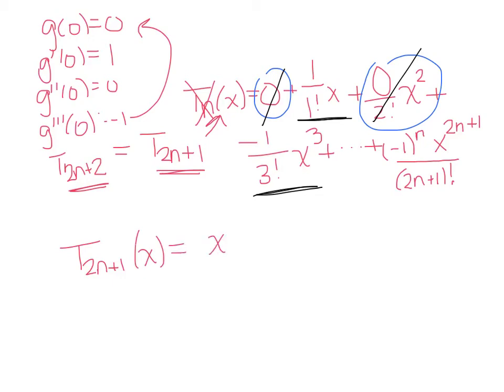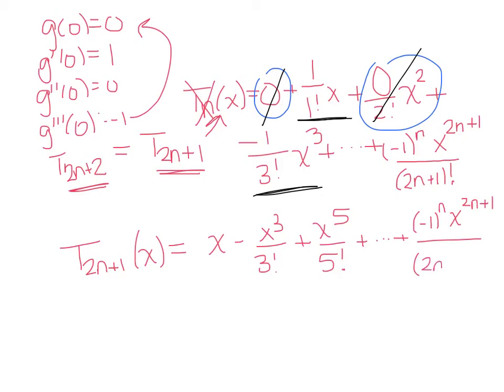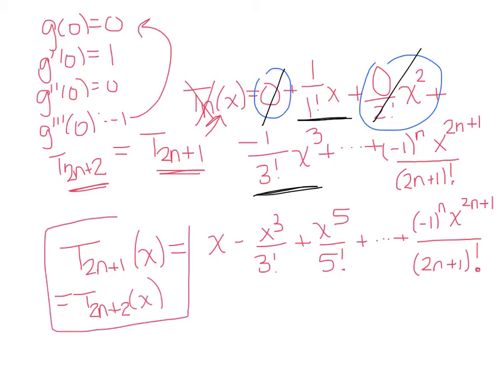x minus x cubed over 3 factorial. You could say plus x to the 5th over 5 factorial, because remember we're taking only the odds. We can go plus dot dot dot all the way down to (-1) to the n, x to the 2n plus 1 over (2n plus 1) factorial. So this is the Taylor polynomial, and in particular the Maclaurin polynomial for sine of x. T sub 2n plus 1 is equal to this particular process.